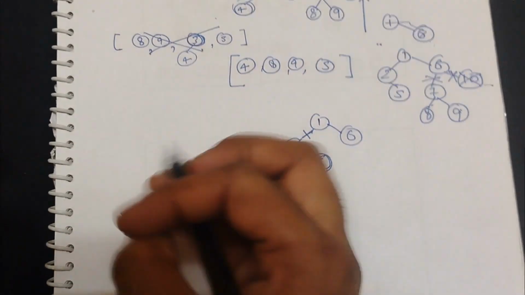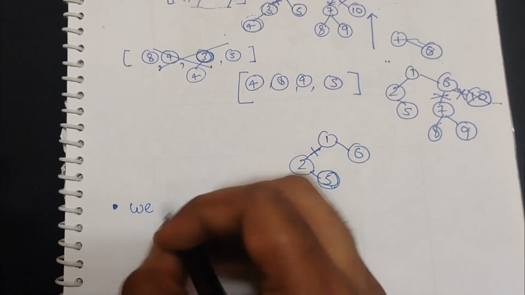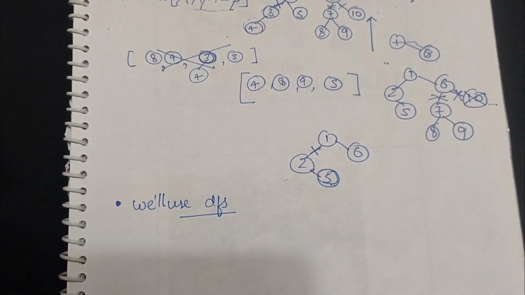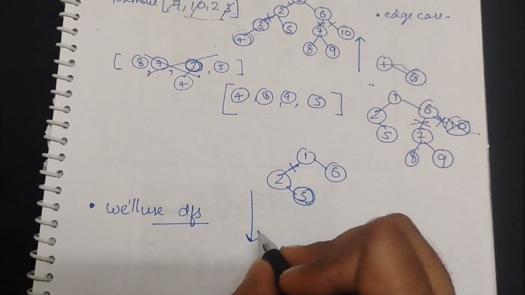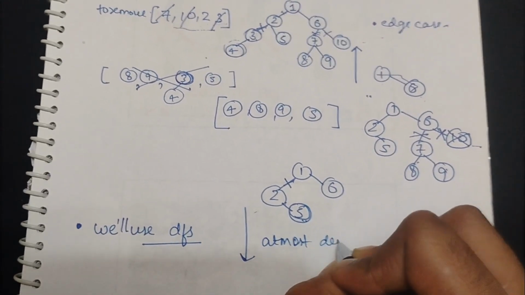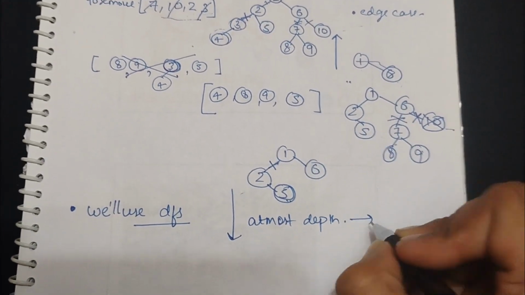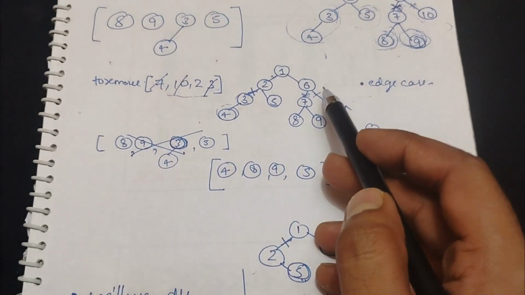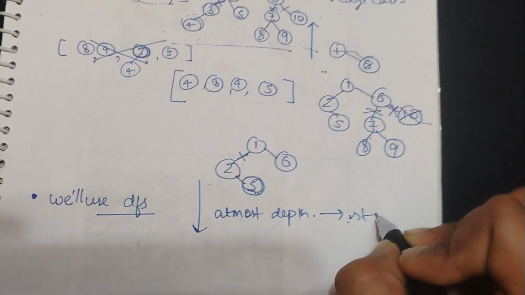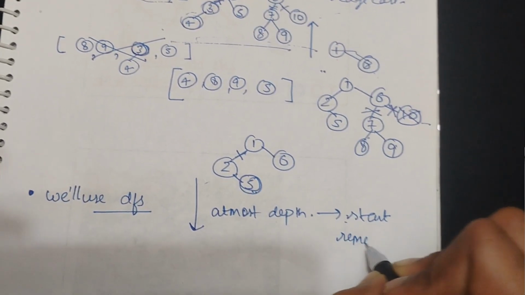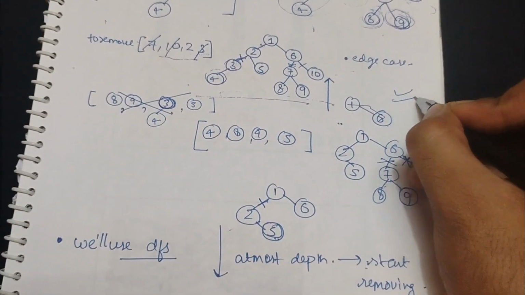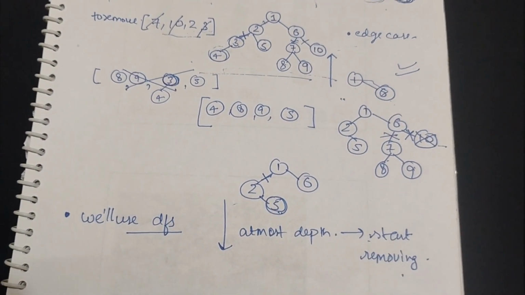So one important thing is we'll use DFS over here. That is, first we will go towards the utmost depth, towards the end of this tree at the lowest level, and after going there, we will start removing. Because of this edge case we are doing this. Okay, now we'll write the code.